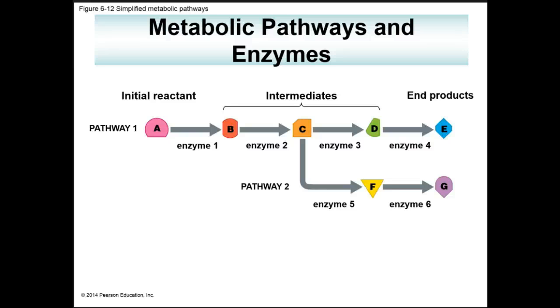In this metabolic pathway, we have the initial reactant A converted by enzyme 1 into B. And then this product B becomes the reactant for enzyme 2 to make C. And then the product C can become the reactant to make D with enzyme 3 or F with enzyme 5, and so on. And then our final end products in this pathway would be product E and G. With metabolic pathways, if we remove one of the initial reactants or one of the initial enzymes, you will not get any of the intermediates or end products.